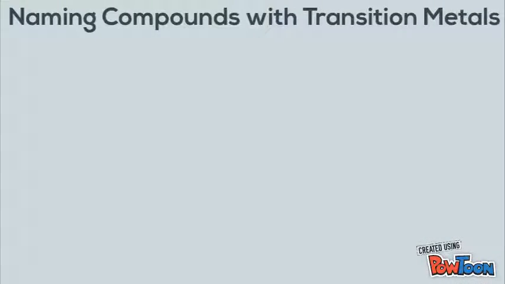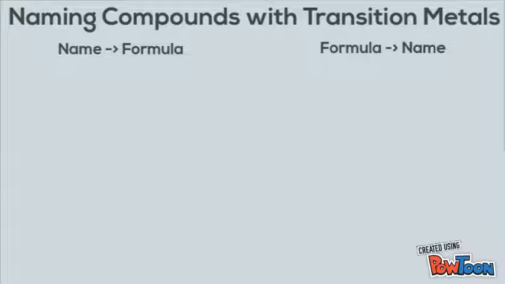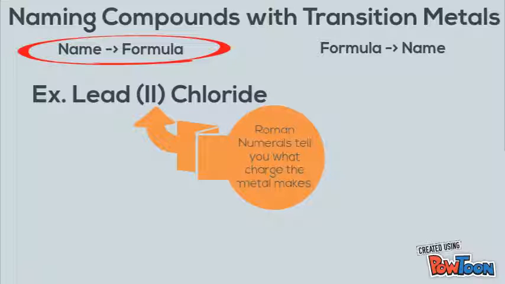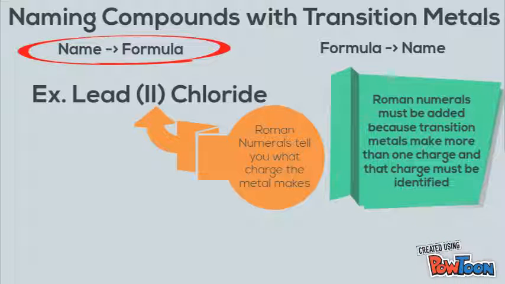So let's go with naming compounds with transition metals. Again, I can give you the name and ask for the formula, or give you the formula and ask for the name. Let's start with the first one first, and our example here is lead 2 chloride. The Roman numeral tells us what the charge for lead is. Remember, we have to have Roman numerals because transition metals make more than 1 charge, and that charge has to be identified with Roman numerals.